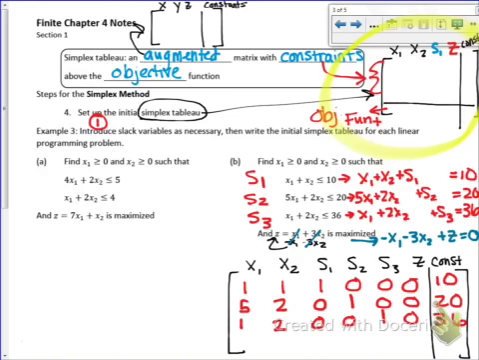And then time for our objective function. So our objective function should be -1, -3, no S's, a Z, and then a 0. And then don't forget to draw your line above your objective function. Alright, and like I said, I'm just going to make a little note to myself that that's my objective function. And you're all done. That's your simplex tableau.